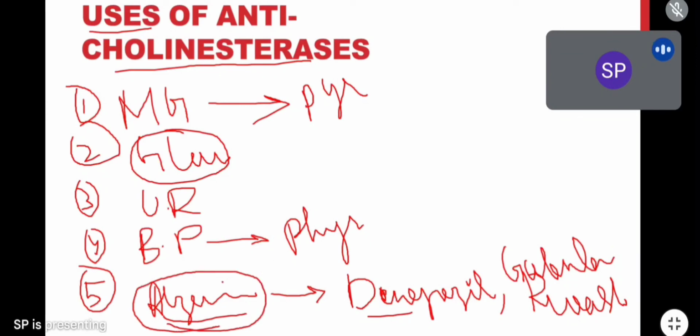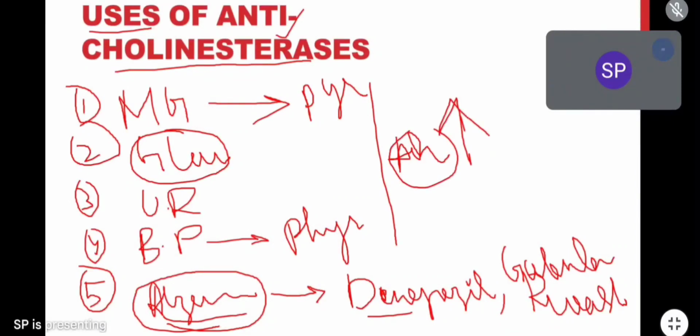See, Alzheimer's is a neurodegenerative disorder where the patient has less cognitive power and cognitive impairment. So when we give anticholinesterases, what will happen? Acetylcholine activity will increase, right? When acetylcholine activity is increased, the cognitive power and memory power improve, and the patient's symptoms associated with acetylcholine can be improved a little bit. So in Alzheimer's disease also anticholinesterases are commonly used.